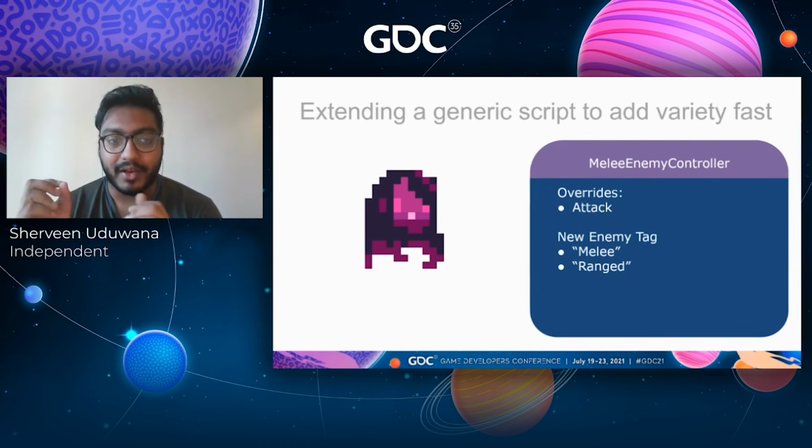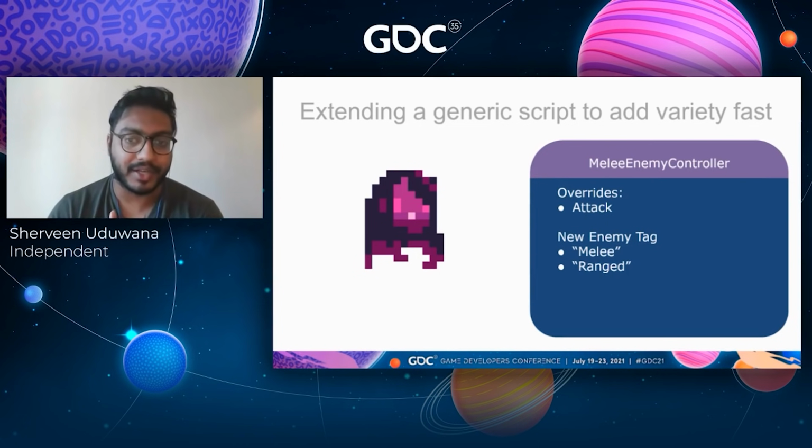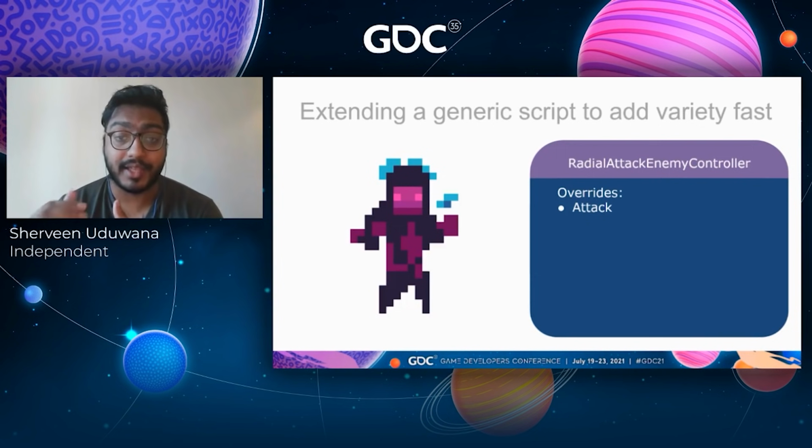And then once I made this enemy, I added 2 types of tags, right? Melee enemies and ranged enemies, because now I can differentiate between them. And then really quick, the second enemy I made was a radial attack enemy controller.